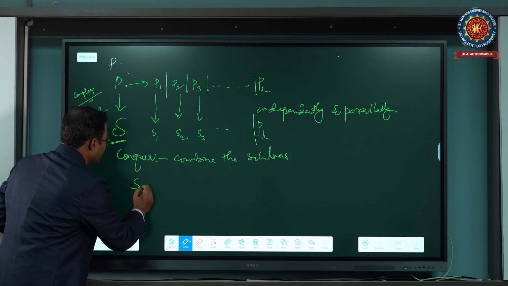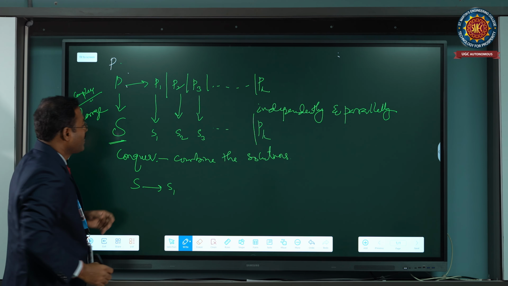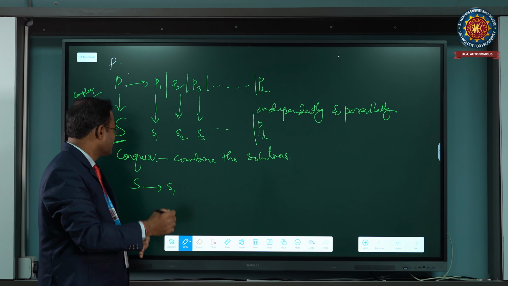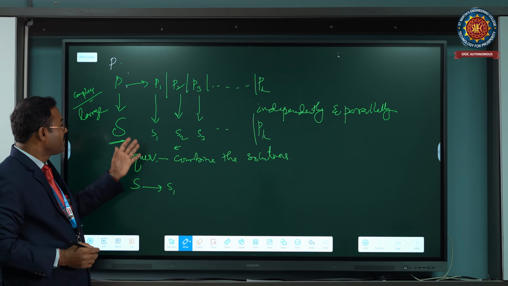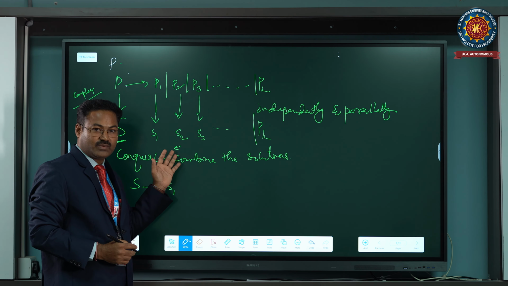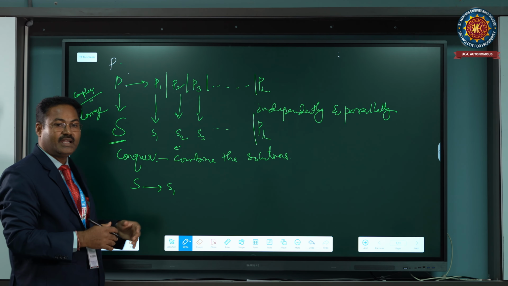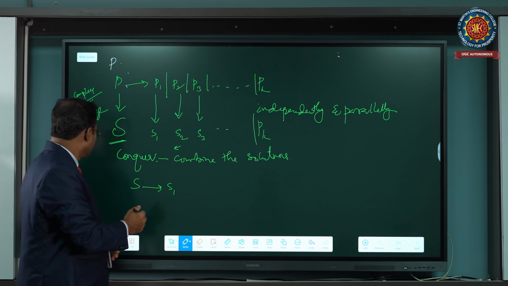Then again here we are adding all the solutions. Here S2 may not be dependent on S1, and S3 may not be dependent on S2. The solutions may not be dependent on each other. Right? Next.